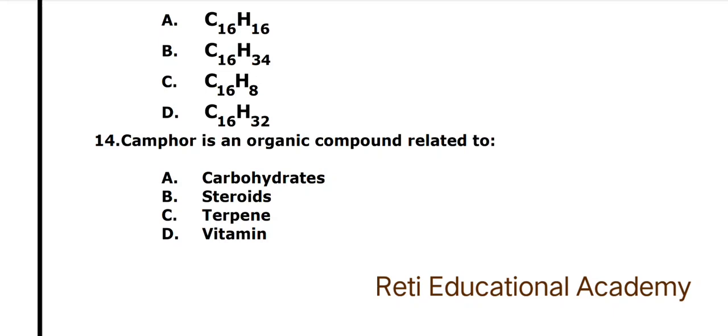Now comes question number 14. Camphor is an organic compound related to: A. Carbohydrates, B. Steroids, C. Terpene, D. Vitamin. And the correct option is C, terpene. Camphor is an organic compound related to terpene.